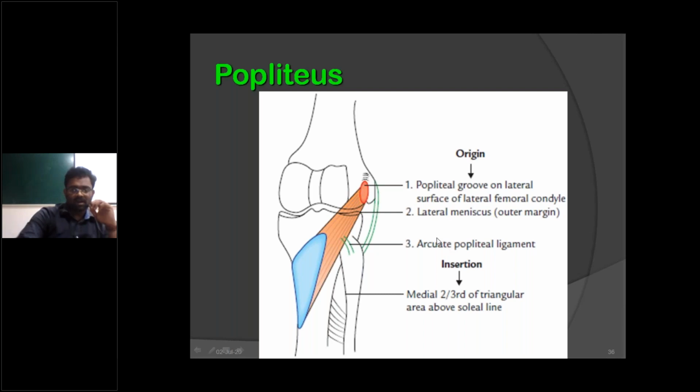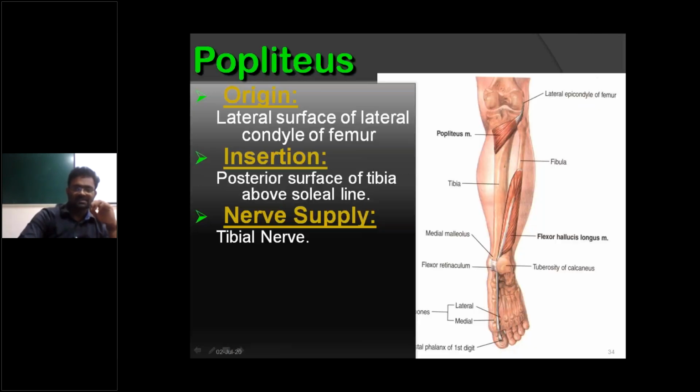After taking origin from these three sources, muscle fibers pass backwards, downwards and medially. See in this diagram. So this is the lateral condyle of the femur. After taking origin from here, muscle fibers pass downwards and medially, inserted to the posterior surface of the tibia above the soleal line. This is the tibia. The posterior surface contains the soleal line. Above the soleal line is the insertion of the popliteus muscle.